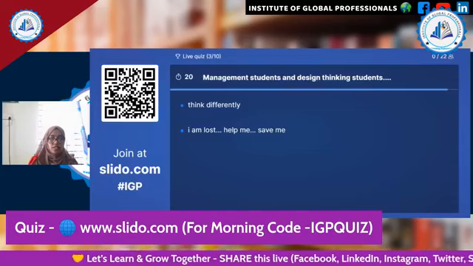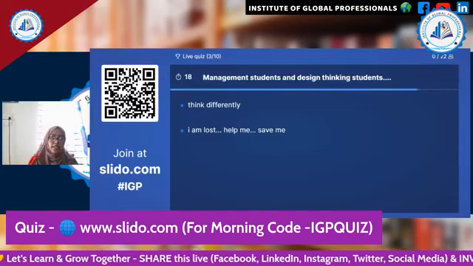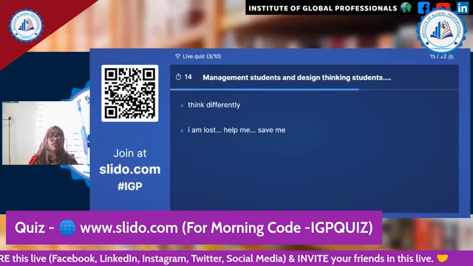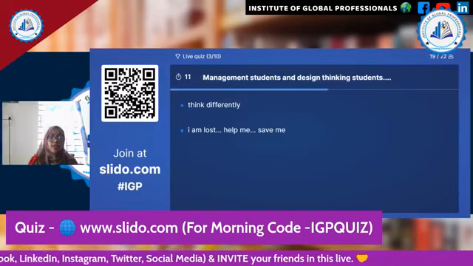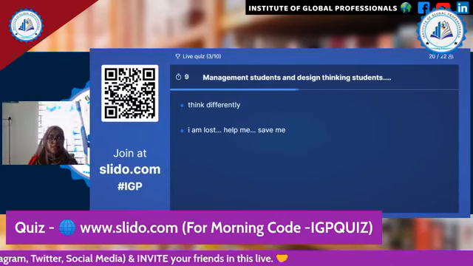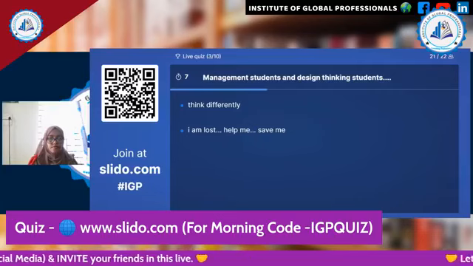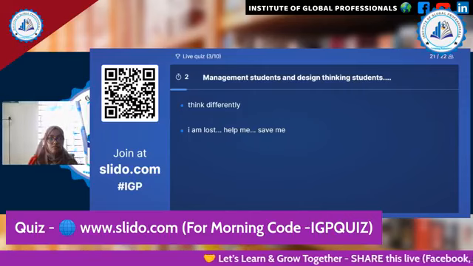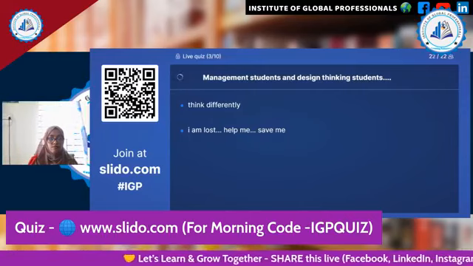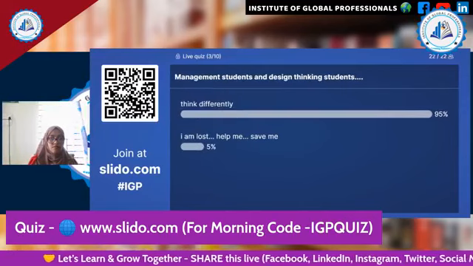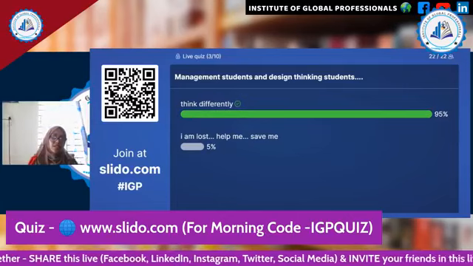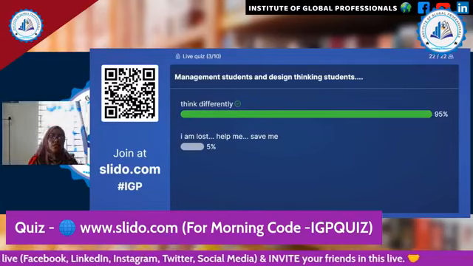Question number 3. Management students and design thinking students: first option, think differently; second option, I am lost. Help me, save me. And the correct answer is option 1, think differently.